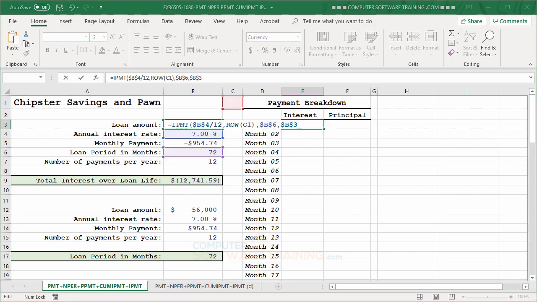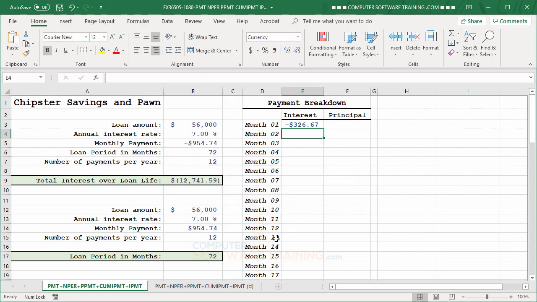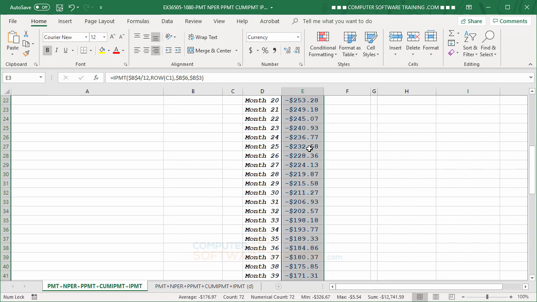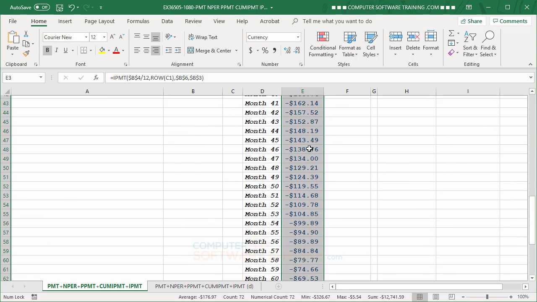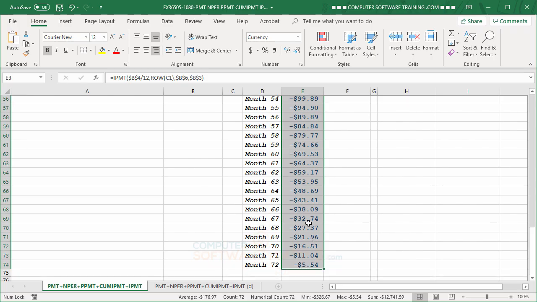Now enter that in. Oh, and I didn't put my parenthesis in there. All right, so it's saying, do you want me to correct it? Sure, put the parenthesis in for me, hit yes. There it is, right? That's how much interest you're paying, all right? Now, what we're going to do is we're going to go ahead and copy that all the way down. So we'll just do a double click here, all right? As you can see, throughout the length of the loan, as you go further and further towards the end, you end up with $5 in interest on the very last payment.